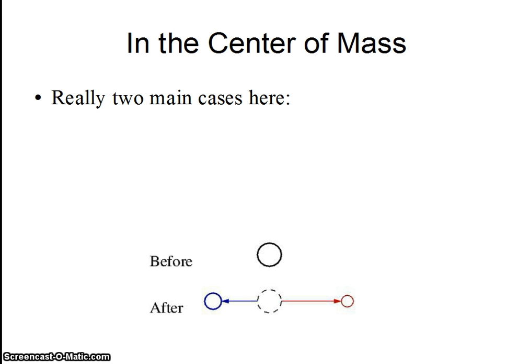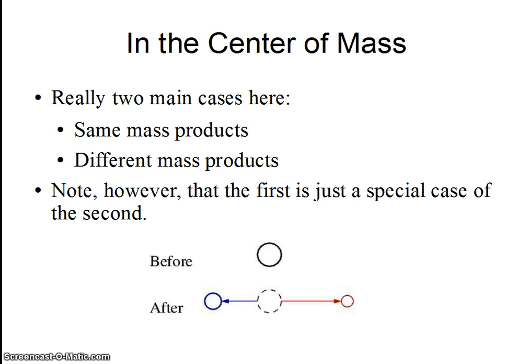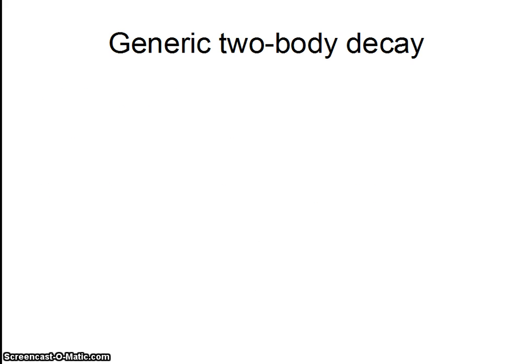There's two cases, right? There's the symmetric case, the same mass products, which I could have done more easily than I do here. But then I've got the more general case of different mass products. And of course, the first one is really a special case of the second one. So I want to look a little bit at the second one, the general case, different mass products.